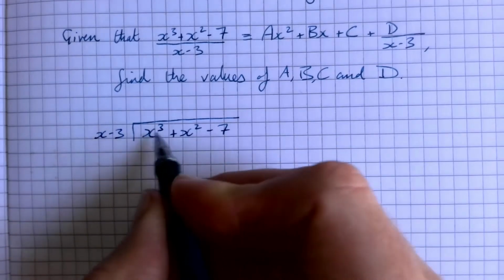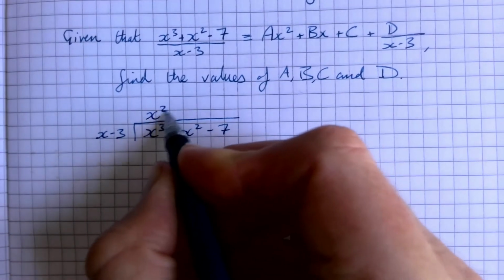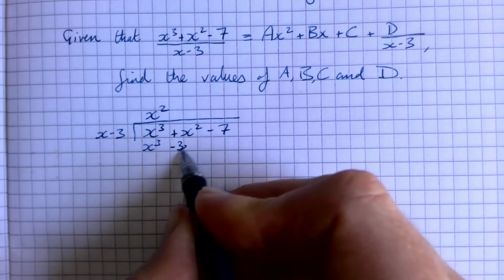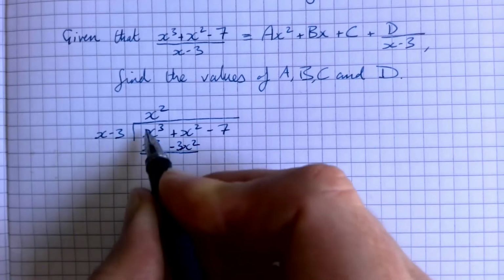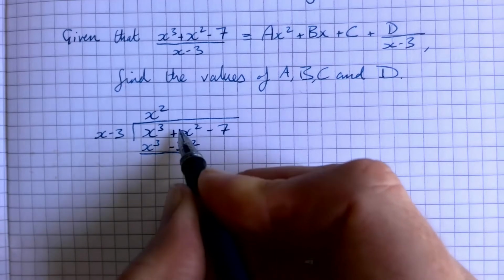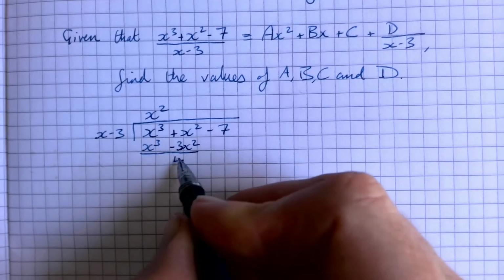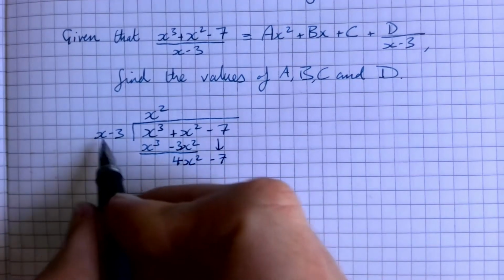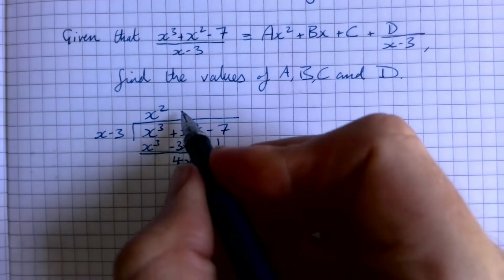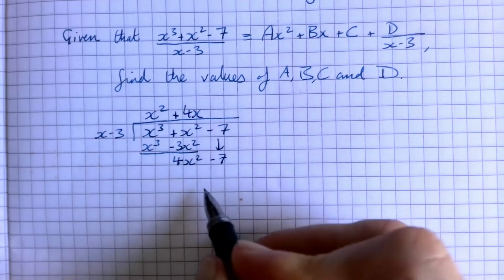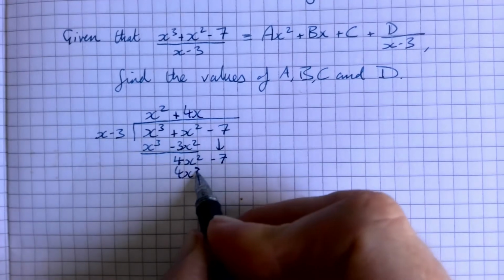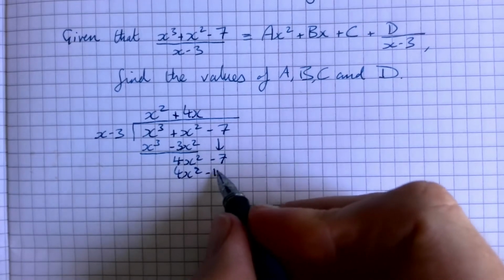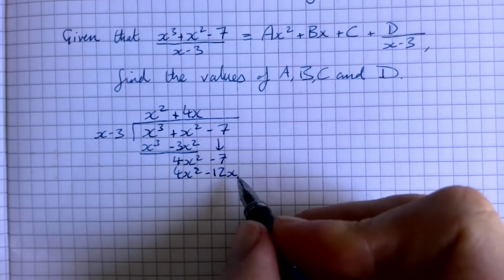So I'm dividing my x into the x cubed to get x squared, then x squared times x is x cubed, x squared times -3 is -3x squared. I take this from this, gives me nothing. I take this from this and it gives me 4x squared. Drop the -7 down there. Do x into 4x squared gives me plus 4x, times that by x gives me 4x squared, times 4x by -3 gives me -12x. I've made that good old mistake there, haven't I?